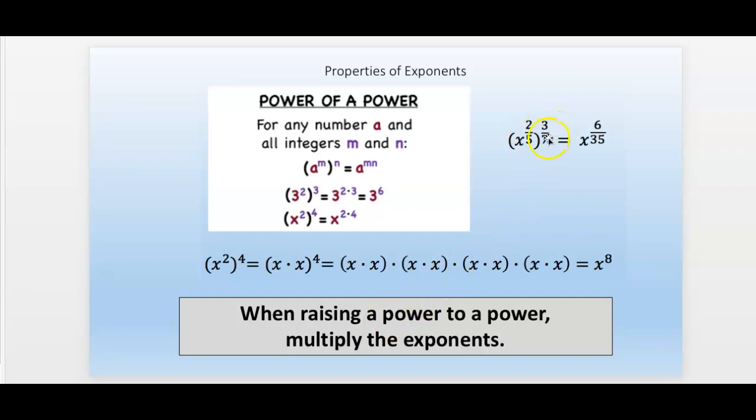An example up here: remember when you multiply two fractions together, you multiply the numerators together. 2 times 3 is 6. You multiply the denominators together. 5 times 7 is 35, and keep the x. When raising a power to a power, multiply the exponents.